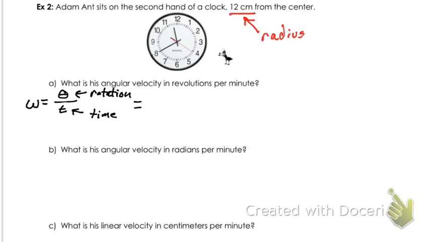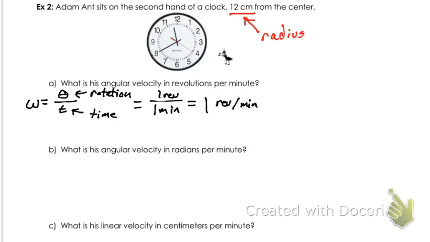Well, now we have to do a little bit of thought process here. Okay, sitting on the second hand of a clock. So some of these we have to come up with our own rotations per time. So a second hand on a clock, well, that goes around once every minute. And it asks for revolutions per minute. So it's going to be 1 revolution per 1 minute. That's it. That is our angular velocity. The other way we can write it is 1 revolution per minute. You can do that too. So 1 revolution every minute.